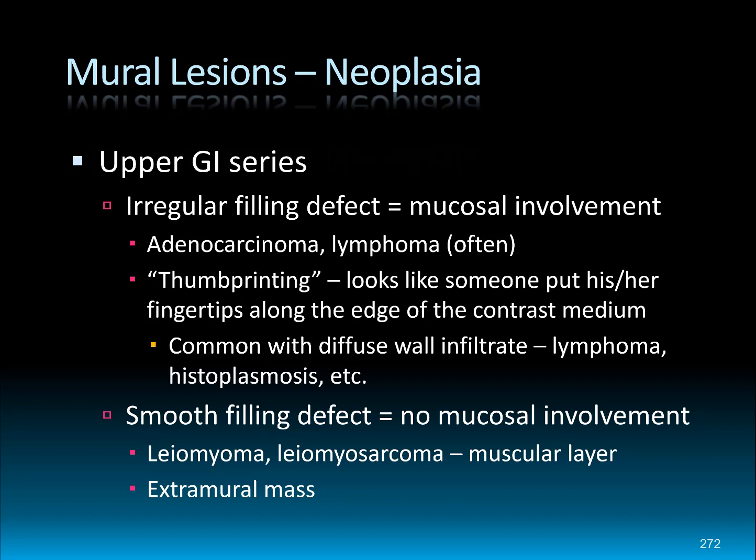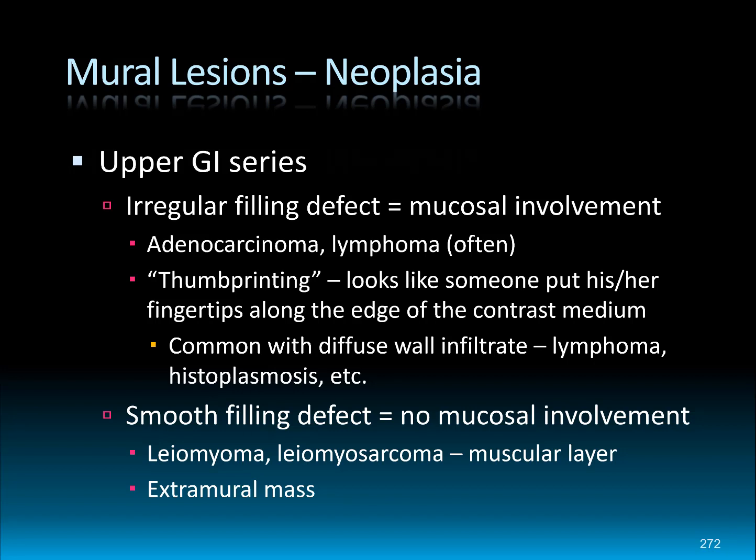A lot of times I think about adenocarcinoma or lymphoma, potentially other round cell neoplasia. Sometimes we'll see mast cell tumors. And people refer to that appearance as thumbprinting, and this is even more common with lymphoma than adenocarcinoma, where it looks like someone has put their fingertips or thumb tips along the edge of the contrast medium and looks like little bitten out areas all along the edge. Again, we see that with lymphoma. We can see that with other gross inflammatory diseases, especially infectious ones like histoplasmosis or pythiosis.